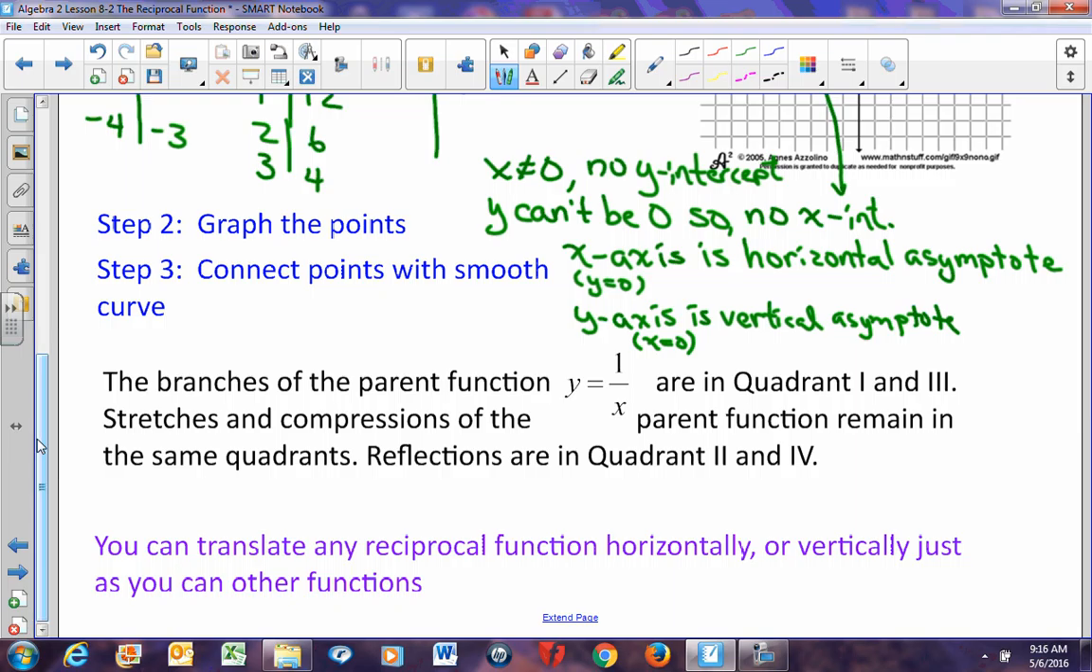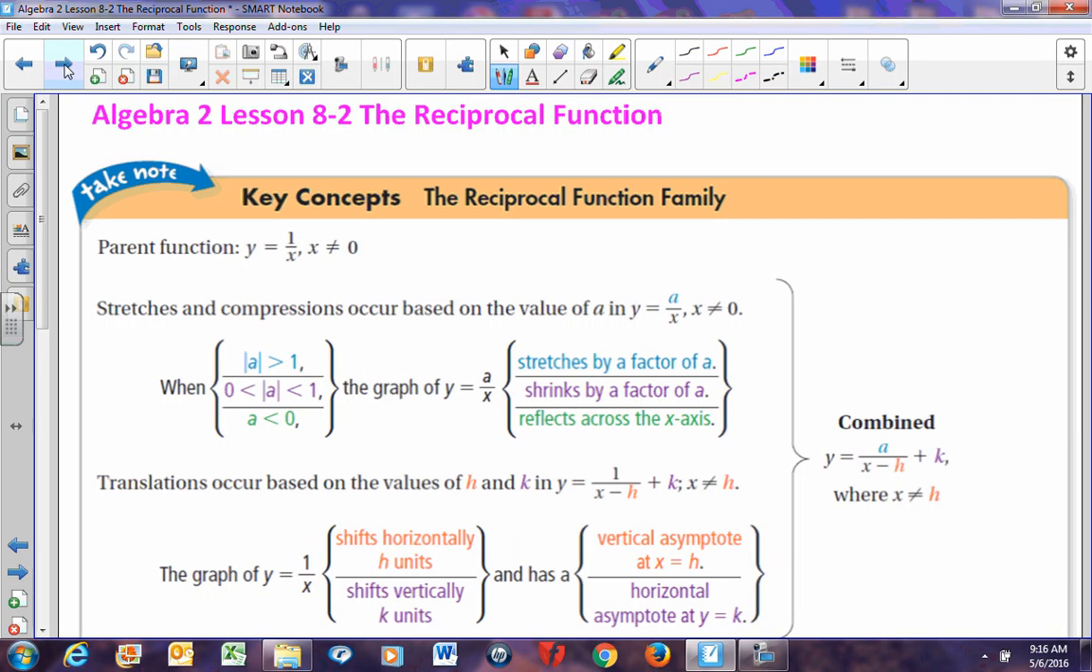Okay? So if my parent function is y equals 1 over x, and x cannot equal 0, stretches and compressions occur based on the value of a. If the absolute value of a is greater than 1, it's going to stretch it. That's why it's in blue. If the absolute value of a is between 0 and 1, in other words, if a is a fraction, like 1/5 times 1 over x, or 0.2 over x, then it's going to shrink it. If a is less than 0, it's going to reflect it across the x-axis. So it's going to go from quadrant 1 down to quadrant 4.